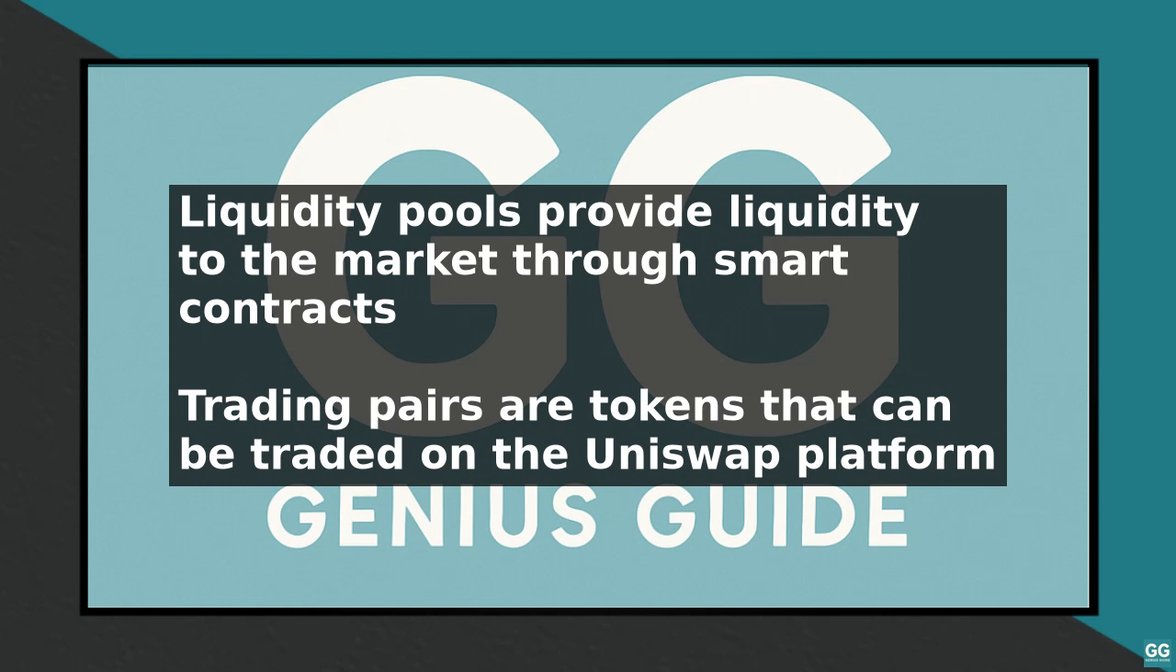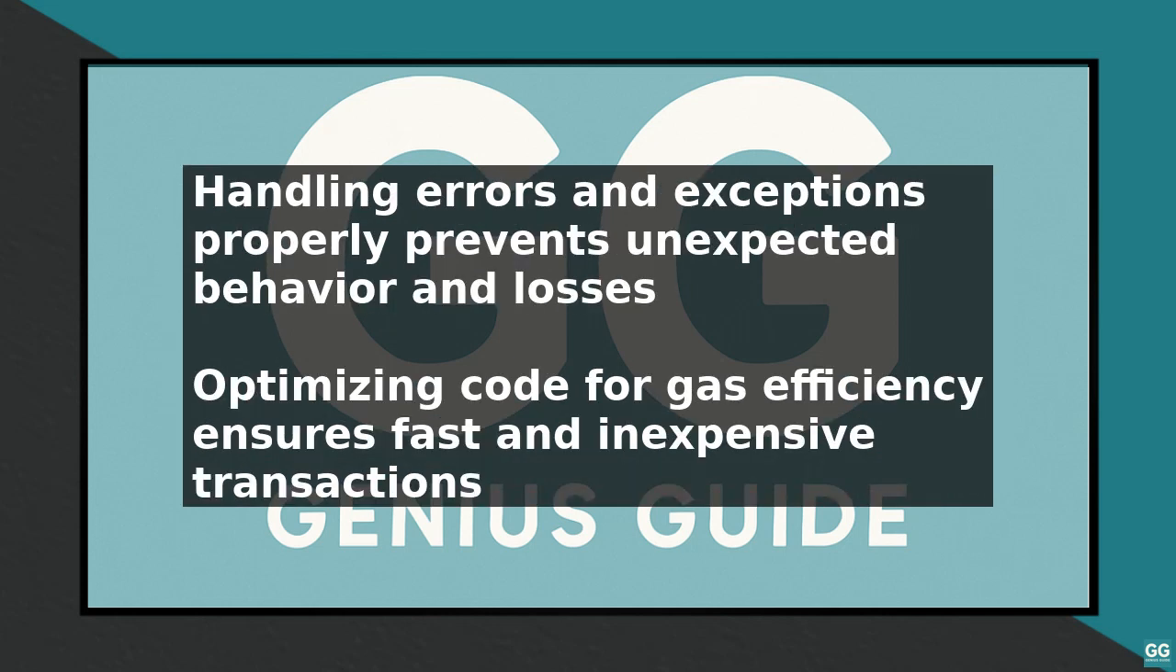Another critical aspect of building with the Uniswap SDK is to implement proper risk management strategies. This includes setting limits on the amount of funds that can be traded, implementing stop-loss orders, and monitoring market conditions. By doing so, you can protect your users from significant losses and provide a more robust trading experience.